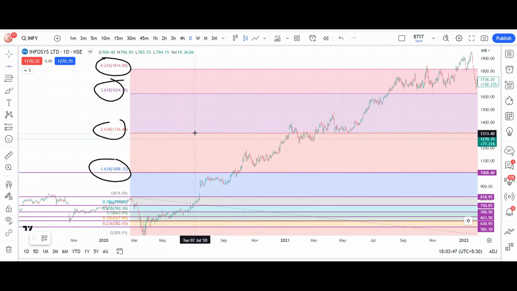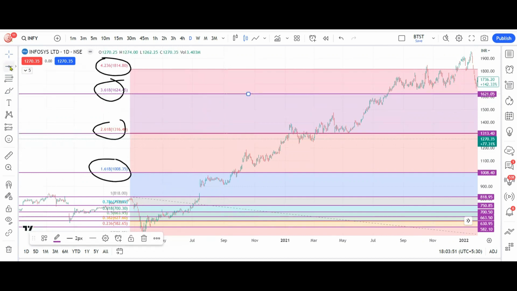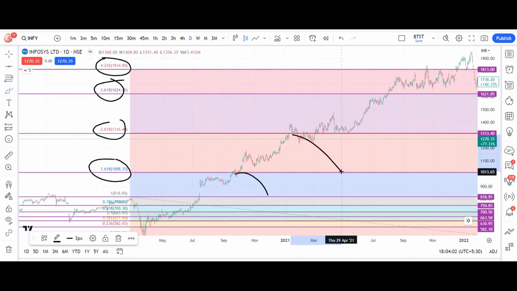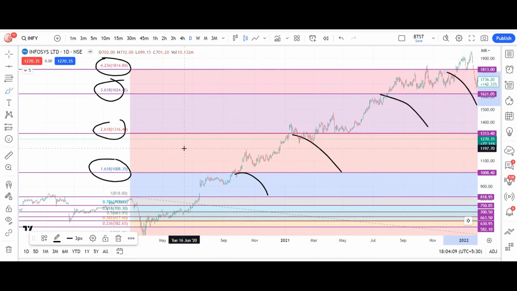After this, this is your next target. After this, this is your next target. After this is your next target. Because the price rallied. If the price would have turned, it could have turned from here, here, here, or here. Price can turn anywhere. Markets are unpredictable. Always put your stop loss and enjoy. So this is why we use Fibonacci retracements.